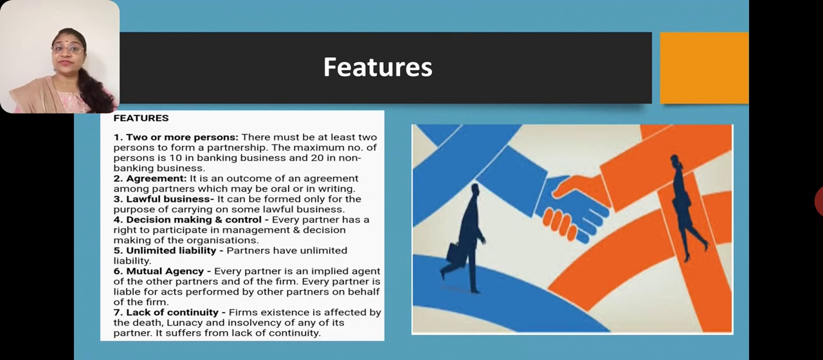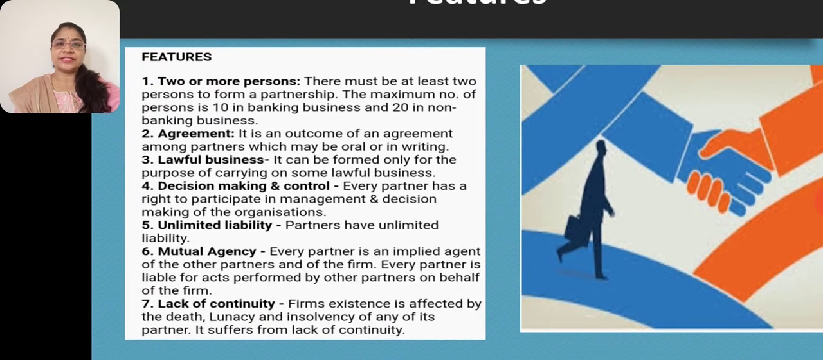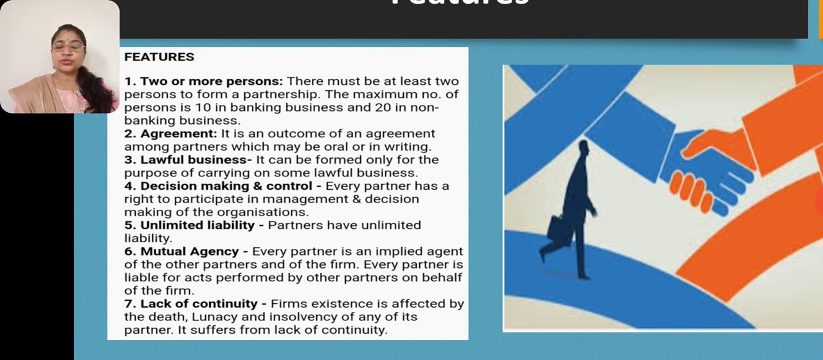Let us move towards the features of partnership. The first feature says two or more persons. The first feature tells you two or more persons are required to run the partnership. True, minimum two are required, and maximum, earlier before the amendment in 2014, was 10 members in banking and 20 in non-banking. But remember, you can make a note, after the amendment in 2014, minimum is 2 and maximum is 50 members required in partnership.